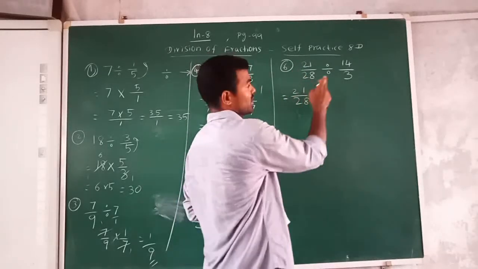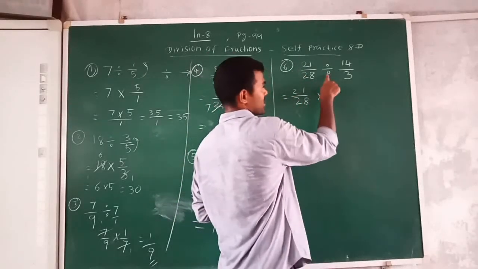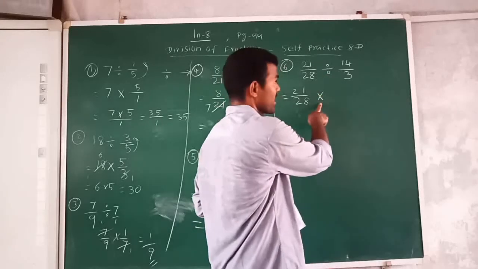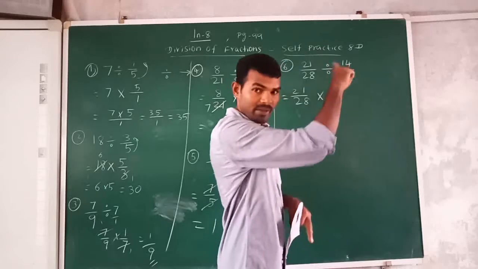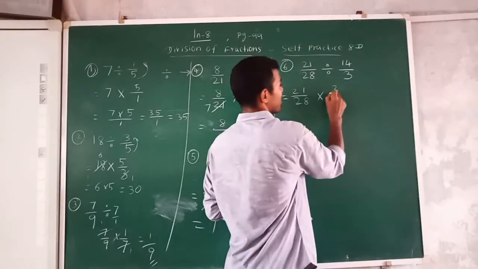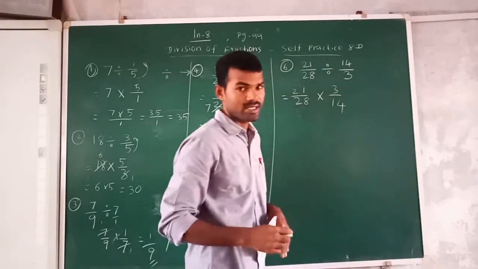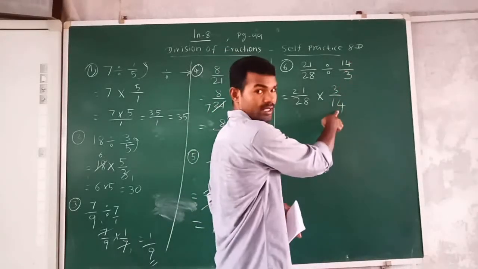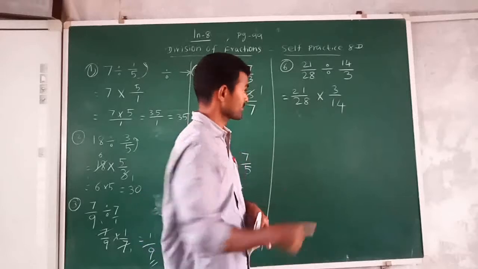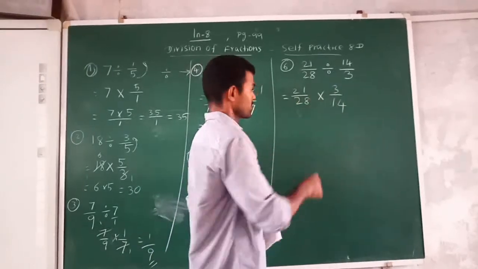Then afterwards change the symbol. Division you change into multiplication, and the reciprocal part of 14 by 3 is 3 by 14. Just change the symbol. 3 goes to the numerator, 14 comes to the denominator. After writing this, look crosswise.